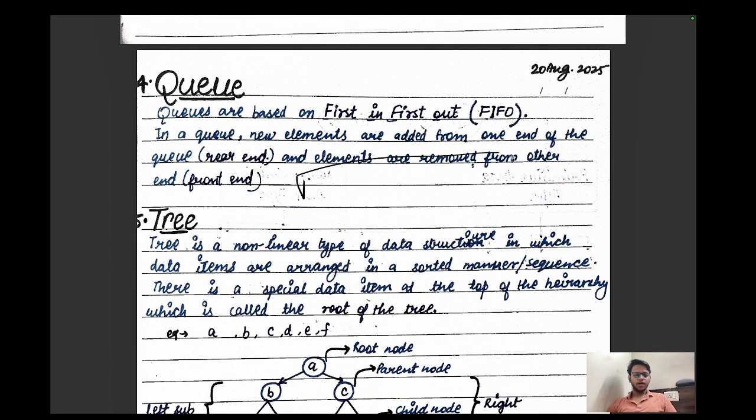If I draw a queue like this, then if we try to insert elements, we can insert from this end, which is the front end, and we can remove the elements from the rear end. Basically, we maintain two pointers, front and rear, and we maintain the insertion and deletion using these pointers. For now, I think this information is enough for you.